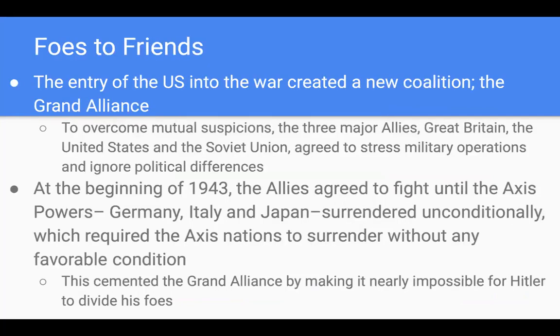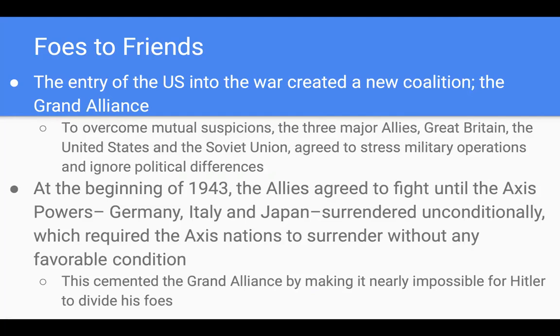Foes to friends. So the U.S. entry of the war created a new coalition, the Grand Alliance, to overcome mutual suspicions of the three major allies. Great Britain, the U.S., and Soviet Union agreed to stress military operations and ignore political differences. Communism, capitalism, communism, democracy don't work.